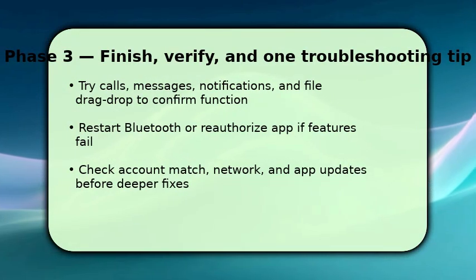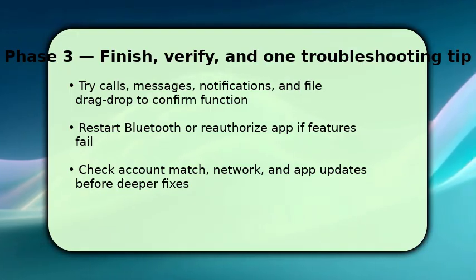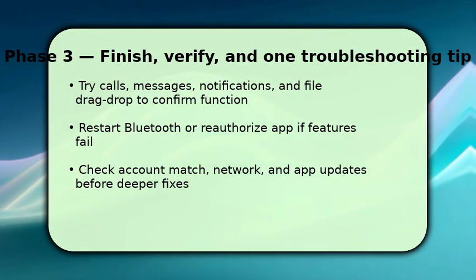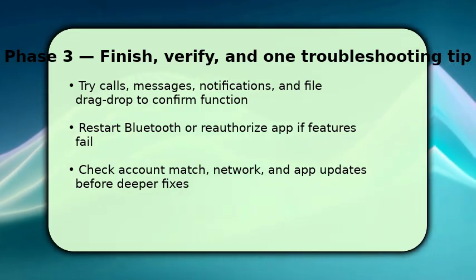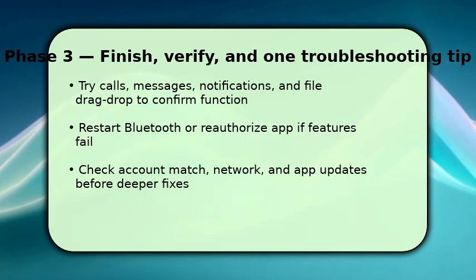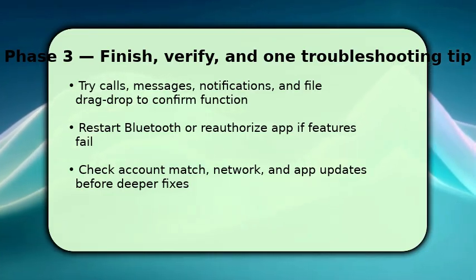Now you can make calls, send SMS from the PC, view notifications, and drag files between devices. Test each feature to confirm. If something fails, first restart Bluetooth on both devices and relaunch the Phone Link app. Make sure you reauthorize any denied permissions.